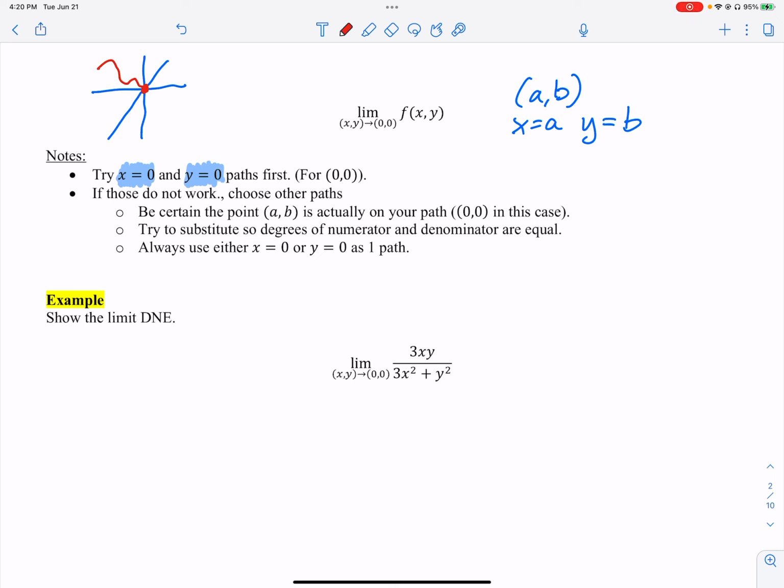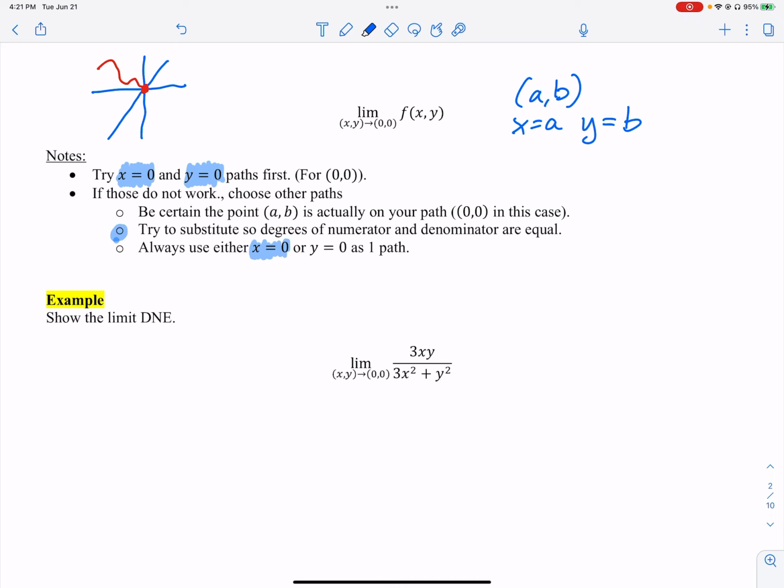If you have to choose another path, this is the key to figuring it out. Try to substitute so degrees of numerator and denominator are equal. We're going to do an example right here of what that means. What you're going to always want to use, even if choosing x equals 0, y equals 0 doesn't show that they're not equal, like we get the same number on that, you're still going to choose one of these as one path to help with that. Then you don't have to go find two new paths. You need to go find one new path that doesn't equal the x equals 0 or y equals 0 path.